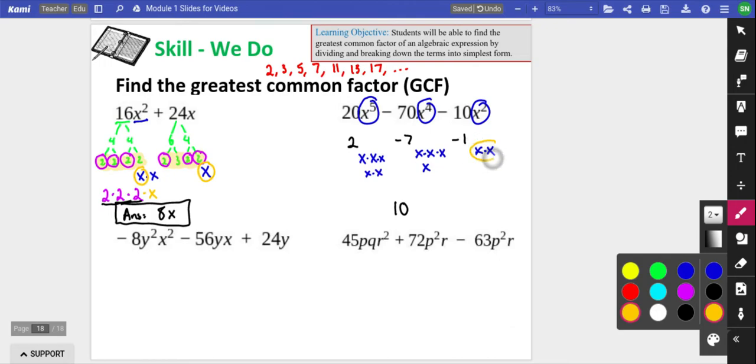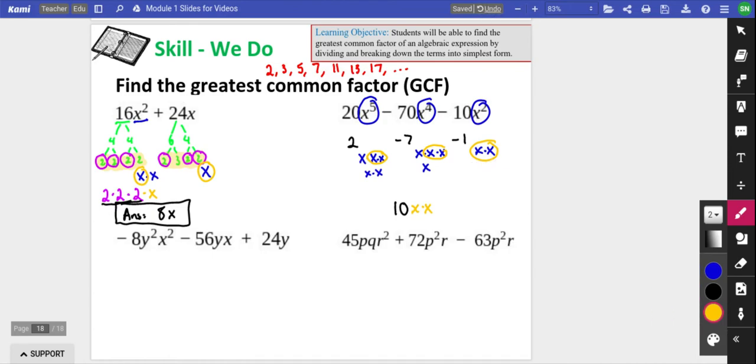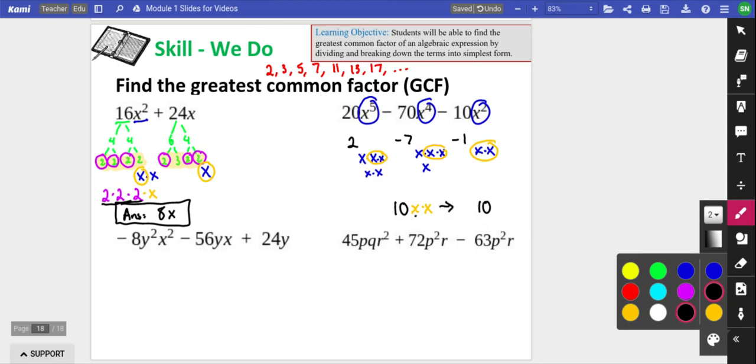This one has 2. This one, I can take 2 from each one and write it down. This one does not have any more. Therefore, I cannot look for any other x's. Now, this would become 10. X times x would be x squared, and this would be the answer.